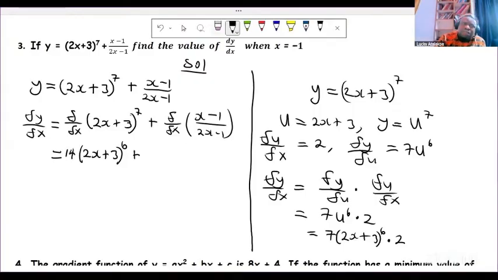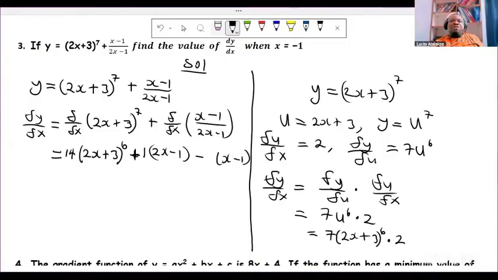Good. Then if you use the quotient rule here, our v is 2x minus 1. Then du is x minus 1, so if you differentiate x minus 1, you will get 1. Minus u, which is x minus 1. Then dv, if I differentiate the denominator, I'll get 2. Then everything over v squared, which is (2x minus 1) squared. Good.